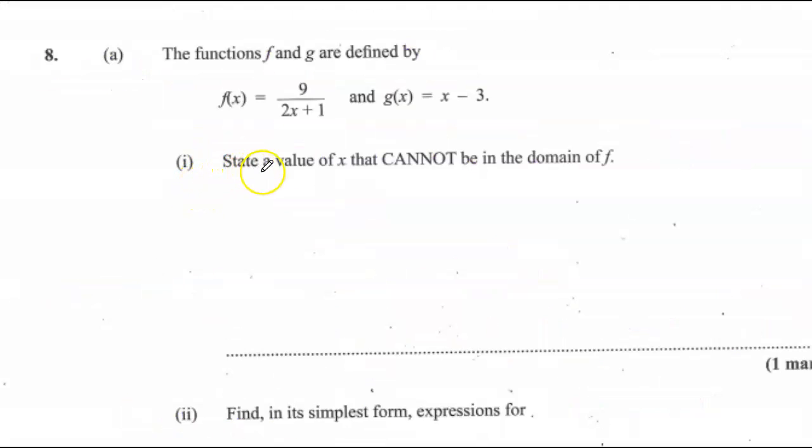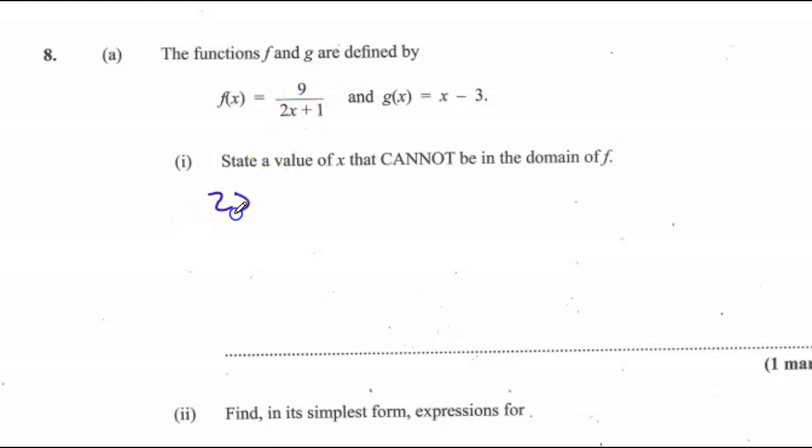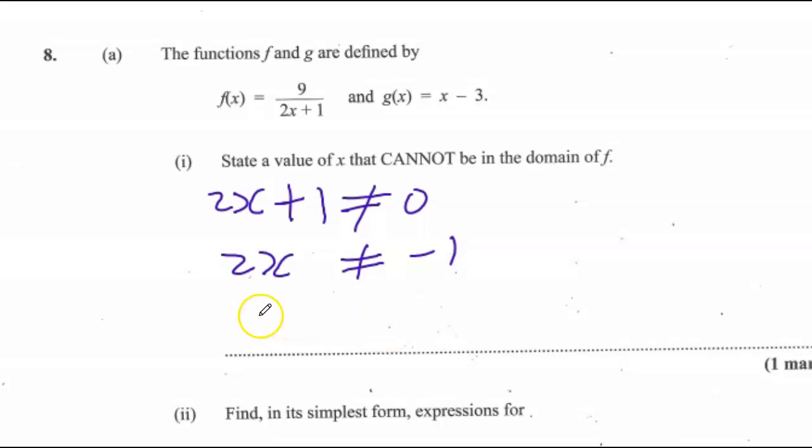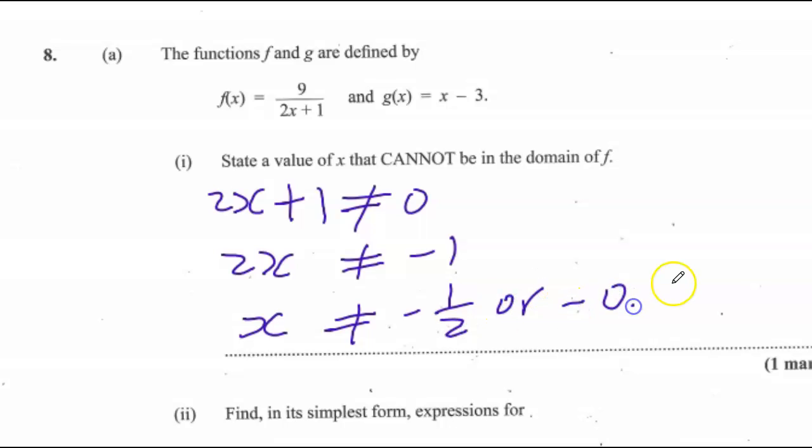Question 8. State a value of x that cannot be in the domain of f. Remember, domain of f will be all the possible x values. Now remember that we cannot divide by 0, so 2x plus 1 cannot be equal to 0. So if we transpose here, subtract 1 from both sides, we have 2x cannot be equal to minus 1. Hence, divide both sides by 2, x cannot be equal to minus half or minus 0.5.